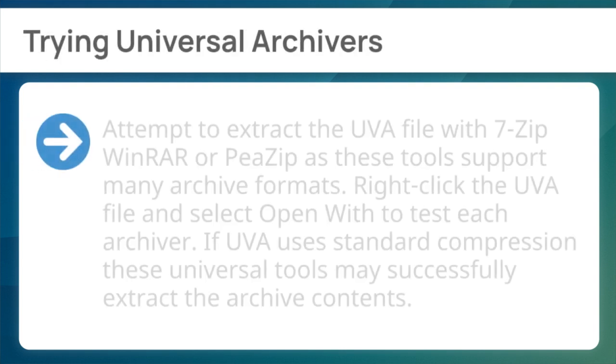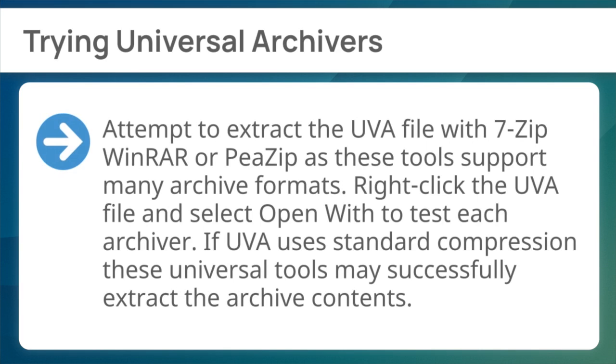Next, trying Universal Archivers. Attempt to extract the UVA file with 7-Zip, WinRAR, or PeaZip, as these tools support many archive formats. Right-click the UVA file and select Open With to test each archiver. If UVA uses standard compression, these universal tools may successfully extract the archive contents.